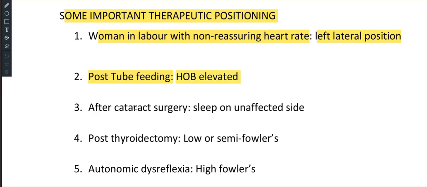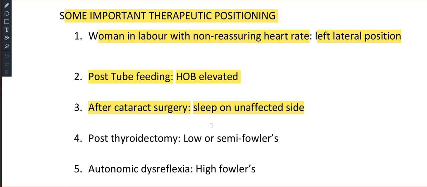Now after cataract surgery, in this there is emulsification of the lens that is originally present and you replace the intraocular lens, right? After cataract surgery, you ask the person to sleep on the unaffected side. Suppose the person has had cataract surgery for his left side, ask the person to take the right lateral position while sleeping, and he or she should wear the eye shield.